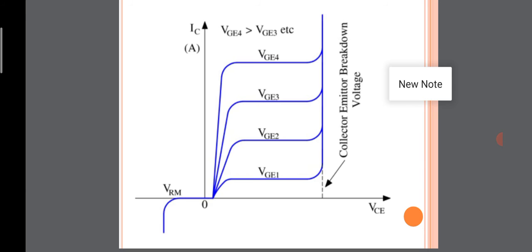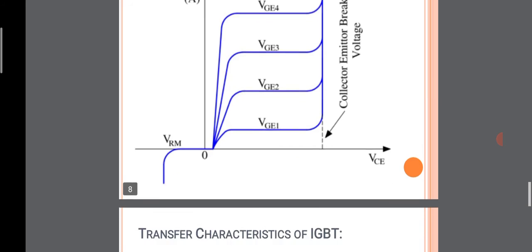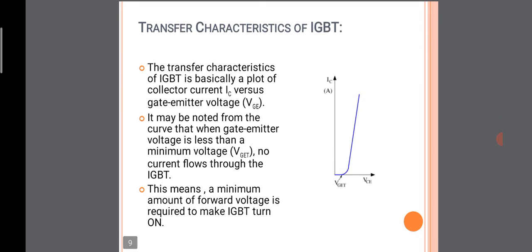Second, when the device is reverse biased, there is a voltage beyond which breakdown occurs. This reverse voltage is shown as VRM, as you can see in the diagram. There is a maximum voltage in forward conduction mode beyond which collector emitter breakdown occurs and the gate loses control of collector current. Okay. Now let's see the transfer characteristics of IGBT.